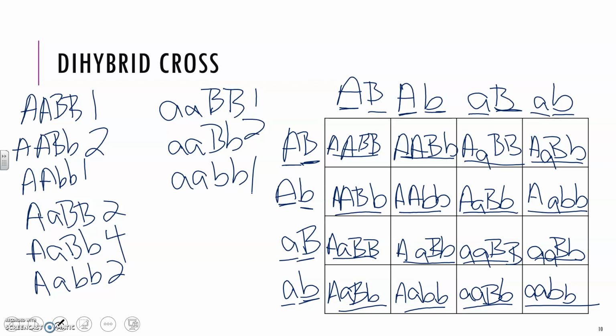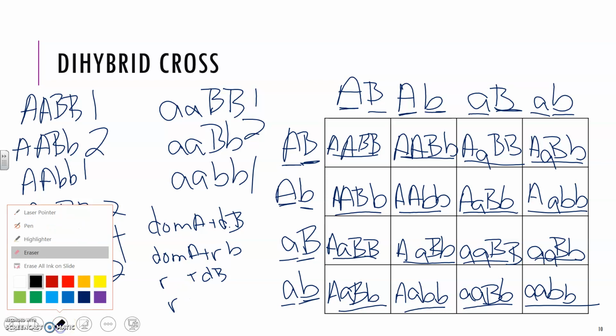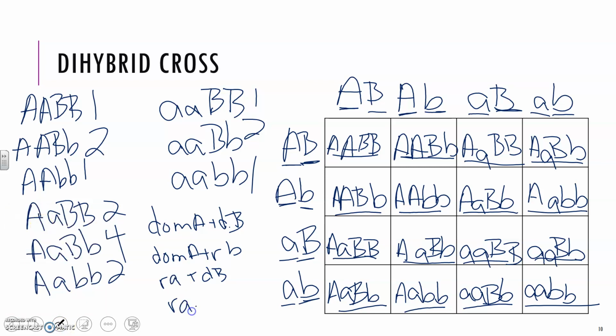Okay, now let's take a look at our phenotypes. So we've got dominant A with dominant B. We've got dominant A and recessive B. Then we have our recessive A with a dominant B. And our recessive A, should have written that as a lowercase a, and our recessive B. Okay? So these are our four different phenotypes that we can have.